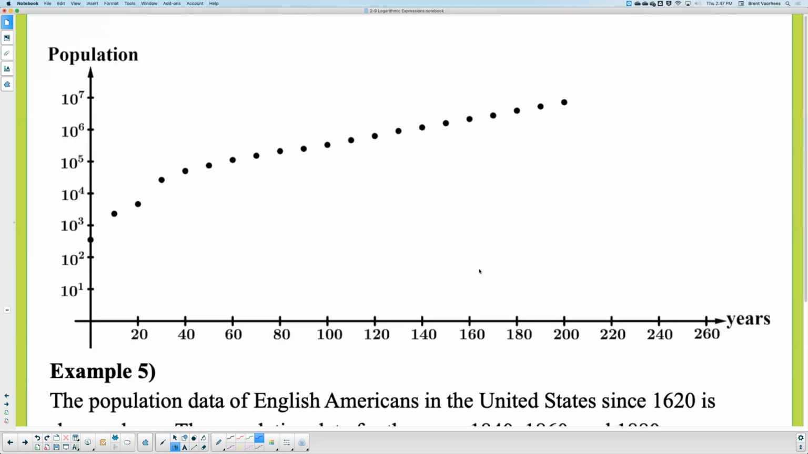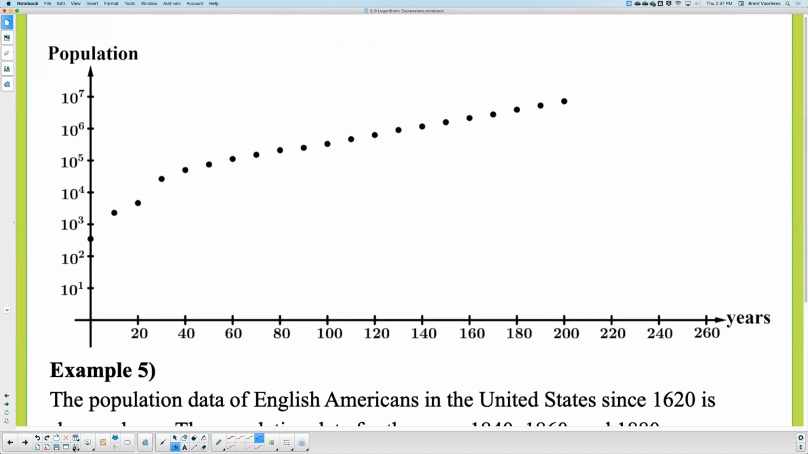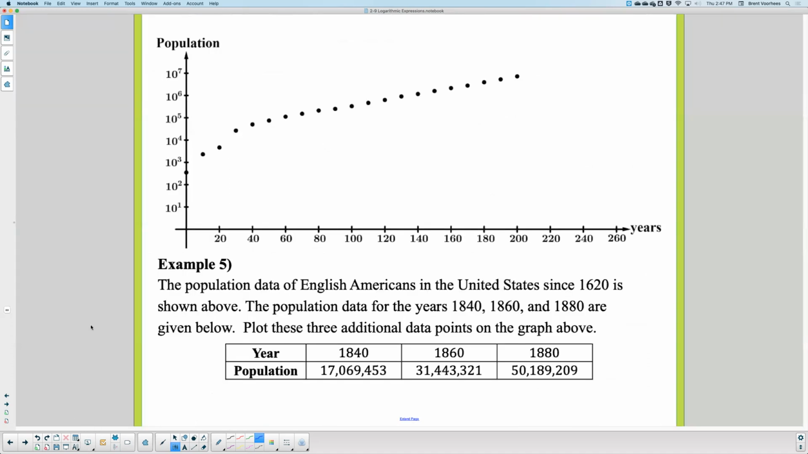It says example 5. I'm going to try to make my screen where we can see everything here. Where am I looking for? This one. It says the population data of English Americans in the United States since 1620 is shown above. So again, go to your data, put 1620 here so you're not confused. Put 1620 there. So for the number 20, what does that actually represent?